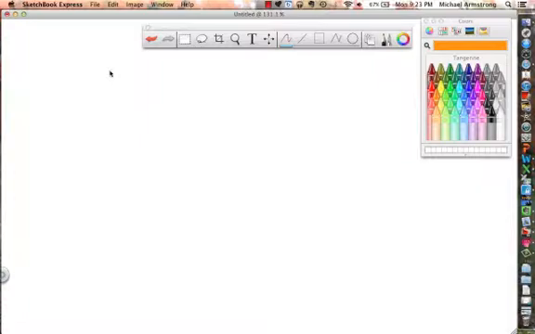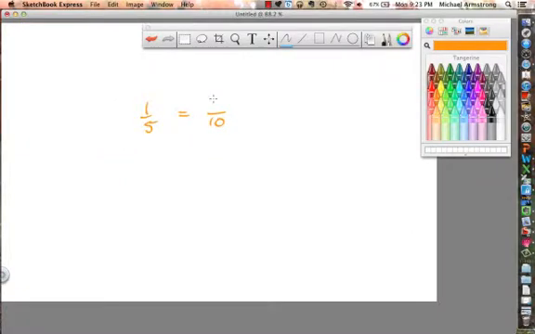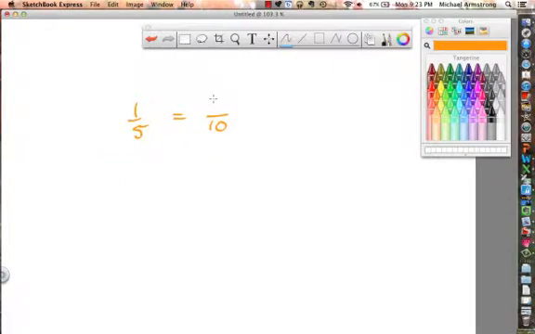Okay, the other thing is write the fraction as a percent. So you could take 1/5, write it as a percent. You could go straight to tenths. 5 times 2 is 10. Remember, you have to multiply. 1 times 2 is 2, so 2/10, which is the same as 20/100ths, which is the same as 20%.